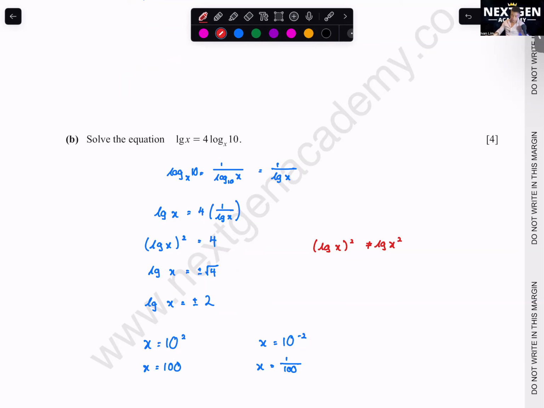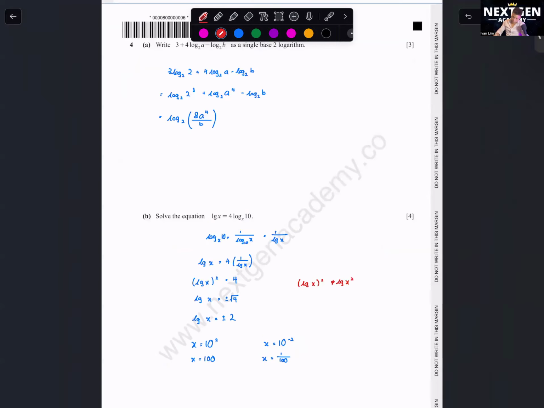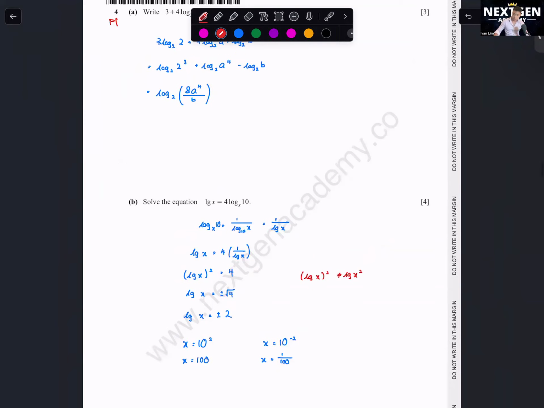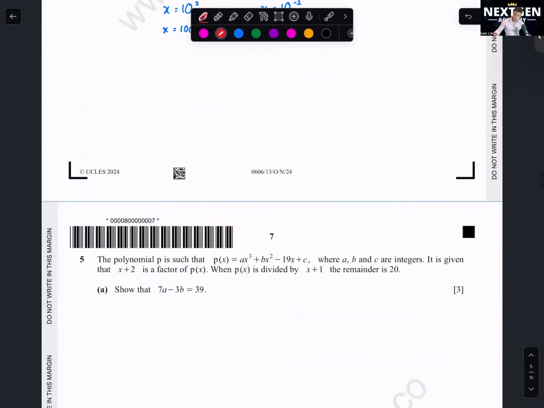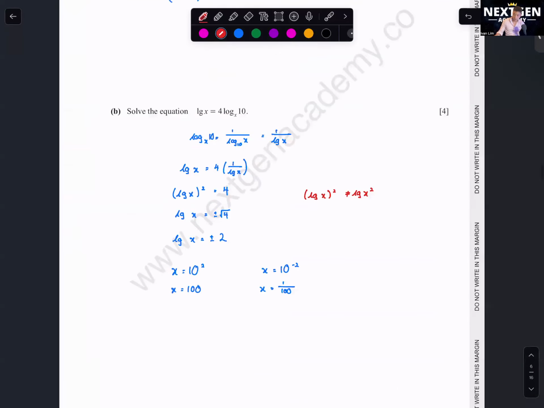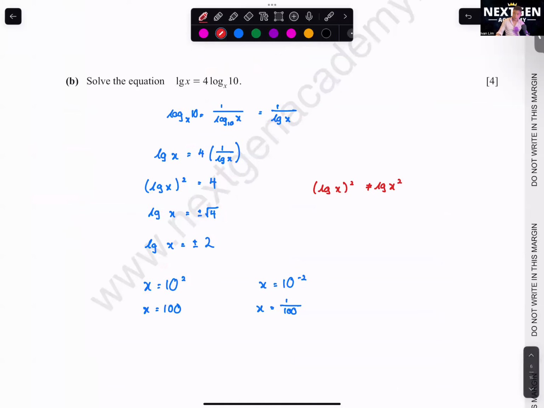Okay, number 4. This one, paper 1, can do without calculator. So normally the first half of the paper, please try your best to practice without calculator right now. Okay, let's move on to number 5. Number 5 can also do without calculator. So let's put this as paper 1. Come, screenshot this.